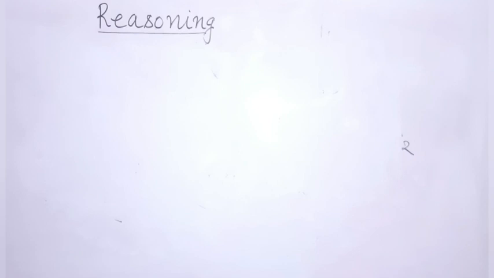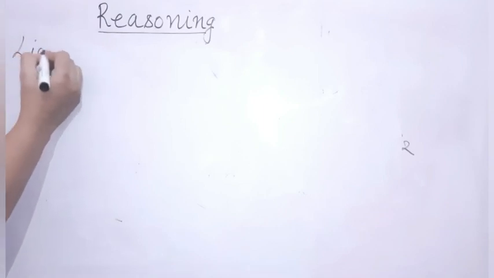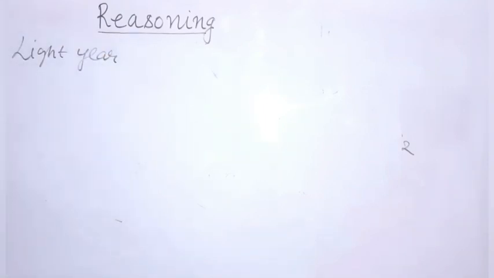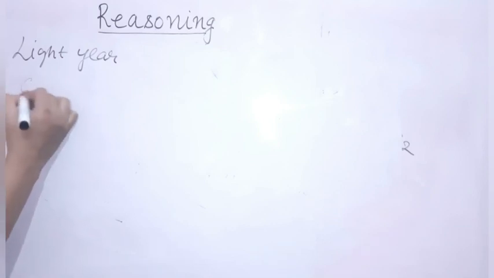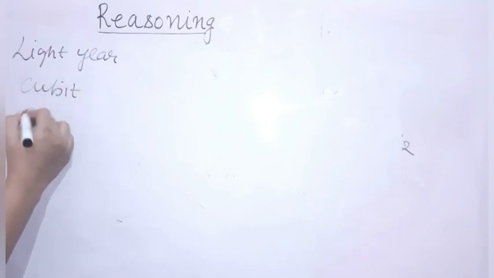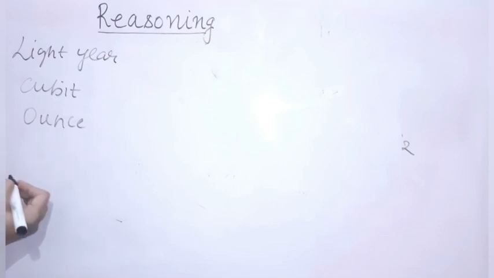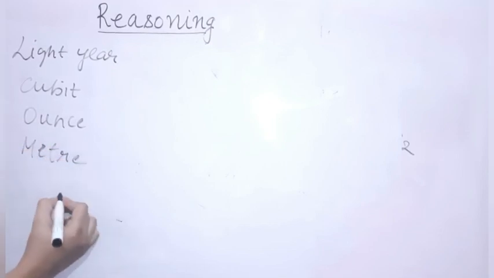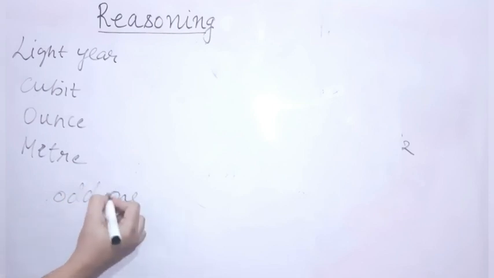Okay, now which word does not belong to the group? I am reading 4 words. You have to find out which one is not belonging to the group. The first word is light year, second word is cubit, third word is ounce, and the fourth one is meter. So which is the odd one? You have to pick the odd one out.